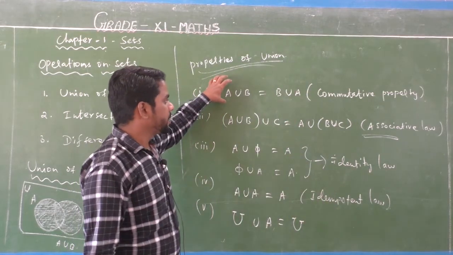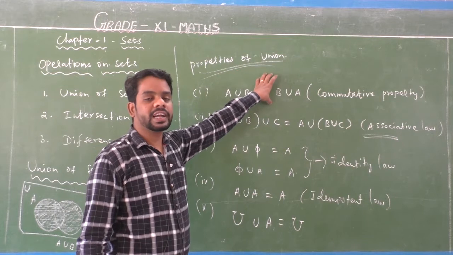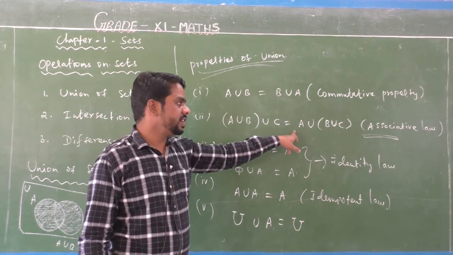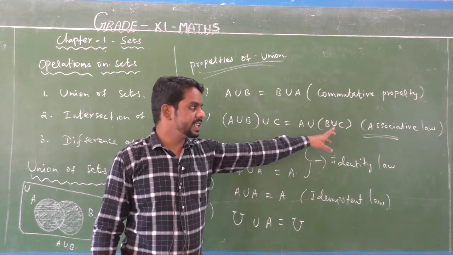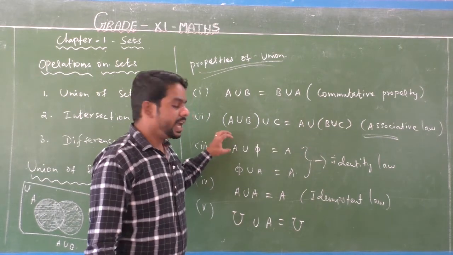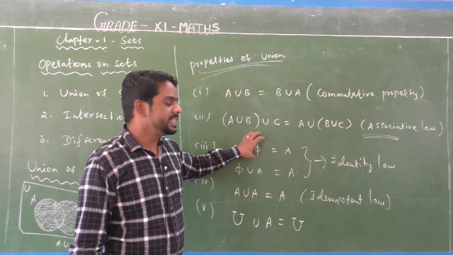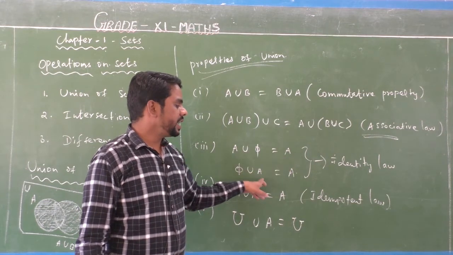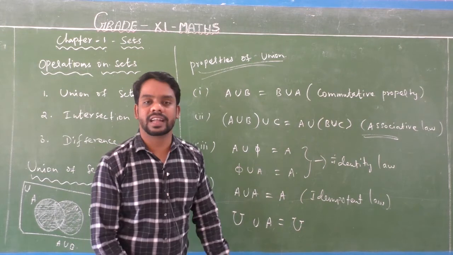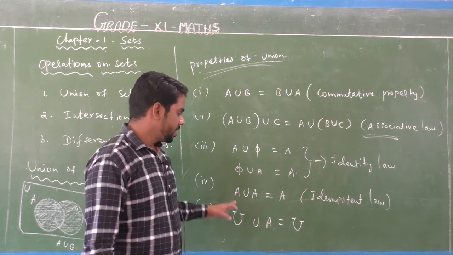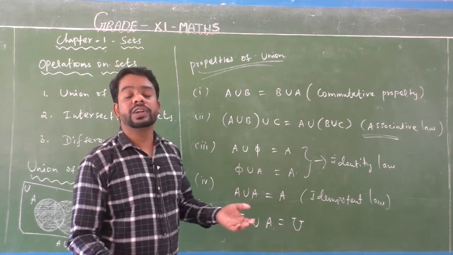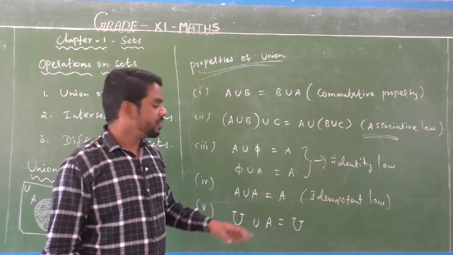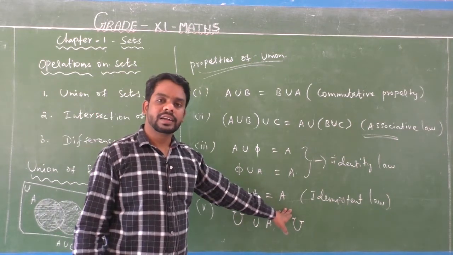These properties are very important for one mark. A union B equal to B union A is the commutative law. A union (B union C) is equal to (A union B) union C is the associative law. A union null set, empty set is equal to A, or empty set union A is equal to A. This is the identity law.